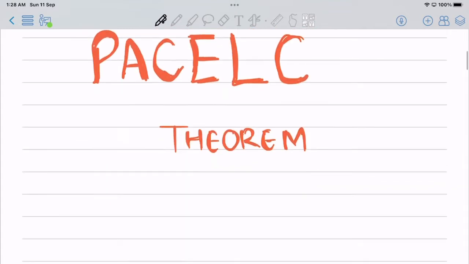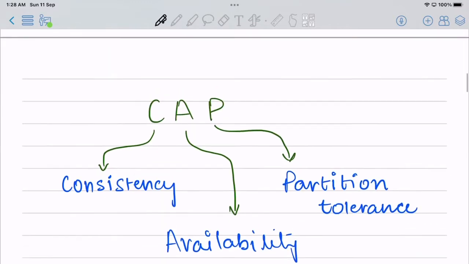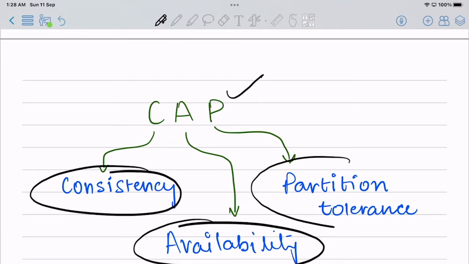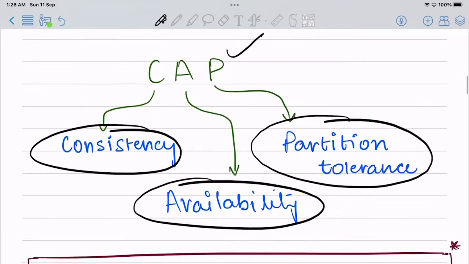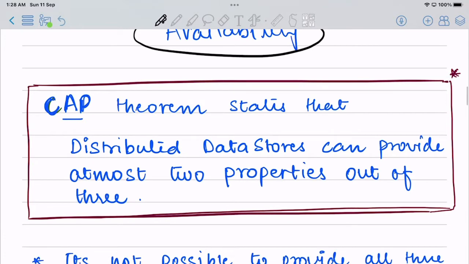So let's start. What is CAP theorem? What does it stand for? C stands for consistency, and A, you have already guessed, availability, and P stands for partition tolerance. What all these terminologies are we'll be covering further. Stay tuned. First let's see what this theorem says, what the definition of this theorem is.